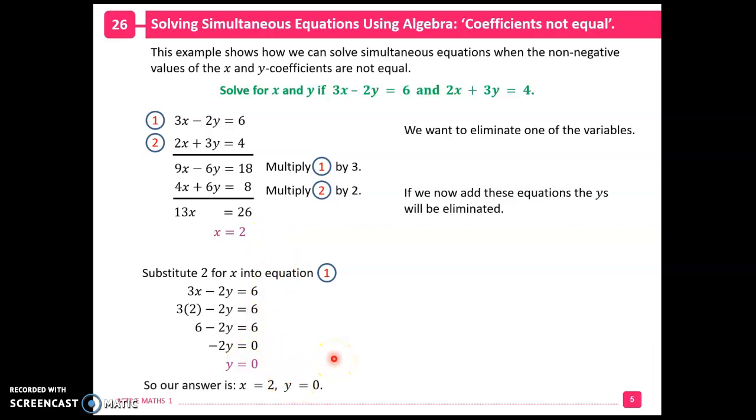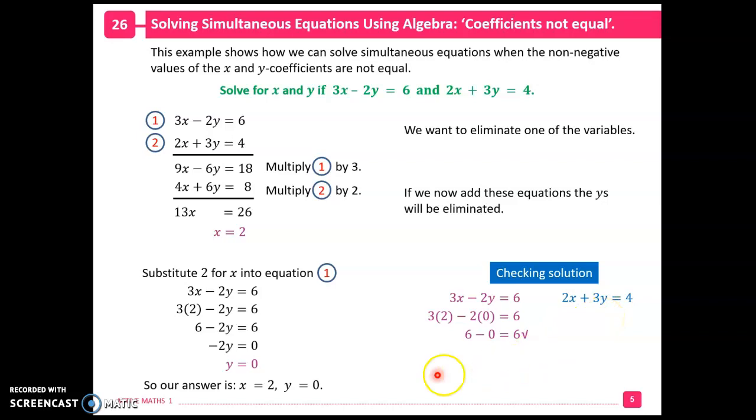Is this the correct solution? Have a check in both equations. So checking in the first equation, putting 2 in for x and 0 in for y, I'll have 3 2's is 6, take away 2 zeros is 0, 6 take away nothing is indeed 6. Now I also have to check in the second equation, putting in 2 and 0, yet again substituting. So 2 2's and 3 zeros, 2 2's is 4 and 0, and 4 and 0 does indeed give me 4.